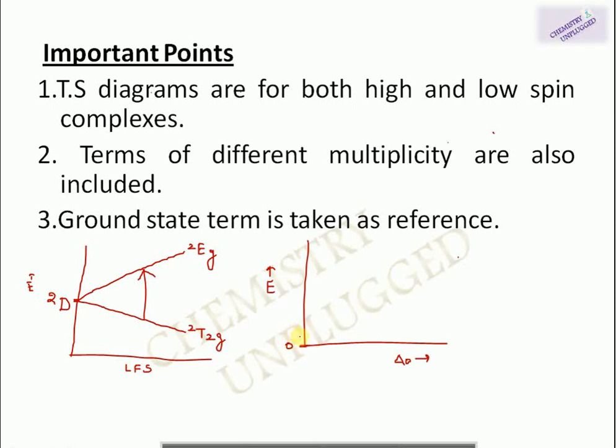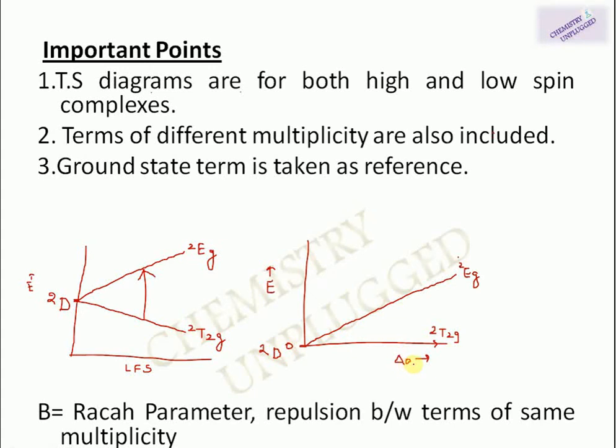So we will take ground state term as reference at 0 point. So 2D will be placed at this position, and when the ion forms a complex, then it will split into 2 terms. So T2g will be on the x-axis and Eg will move upward like this. So this is the way of splitting in case of TS diagram. This is the basic difference between orbital and Tanabe Sugano diagrams.